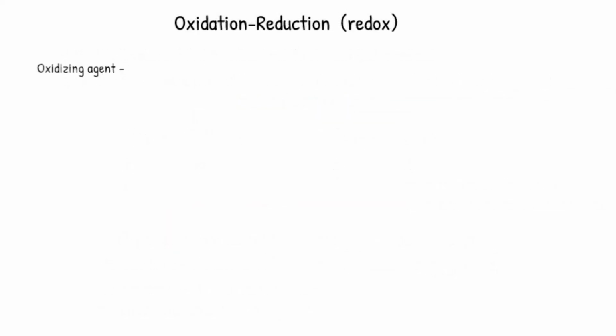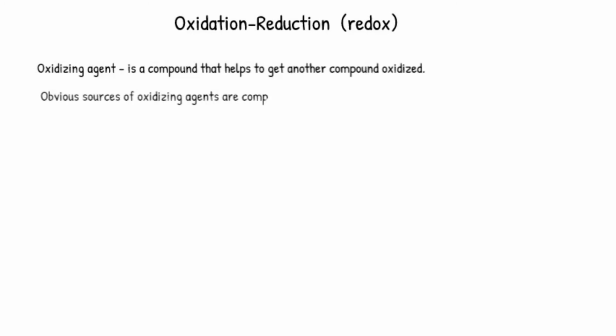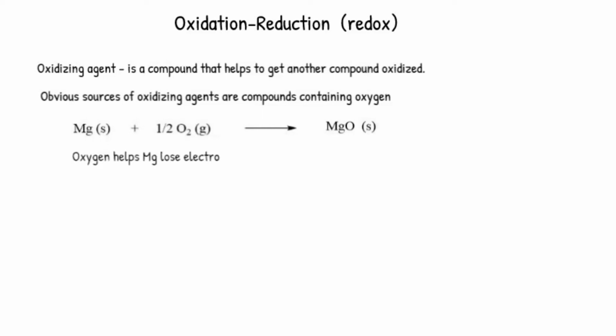An oxidizing agent is a compound that helps to get another compound oxidized. Obvious sources of oxidizing agents are compounds containing oxygen. So for example, magnesium plus oxygen going to magnesium oxide. Oxygen helps magnesium lose electrons by gaining these electrons. Oxygen is reduced but serves as the oxidizing agent.